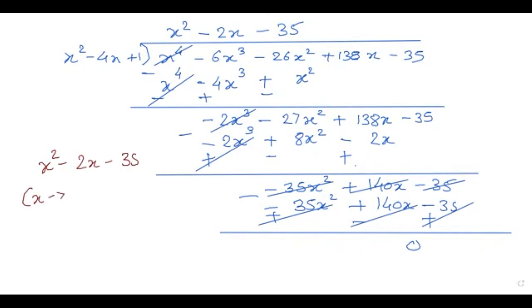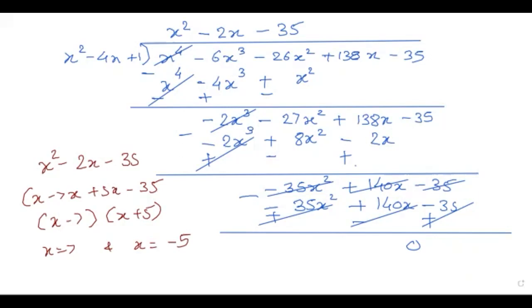Obviously it is going to be x minus 7, and on splitting, how you would have split x minus 7x plus 5x minus 35? Yes or no? Yes. So x minus 7 and x plus 5. So x is equal to 7 and x is equal to minus 5 would have been the remaining two factors. Yes or no? Right. Is this point clear?